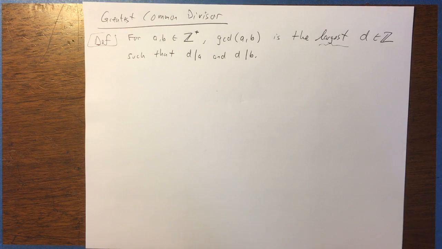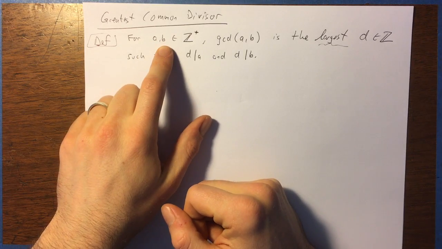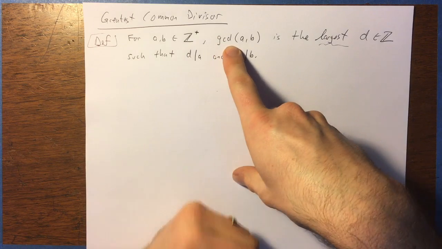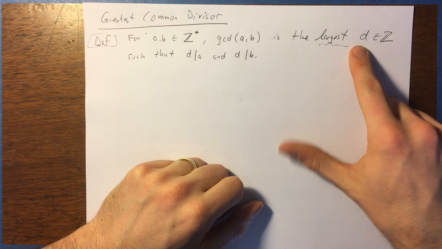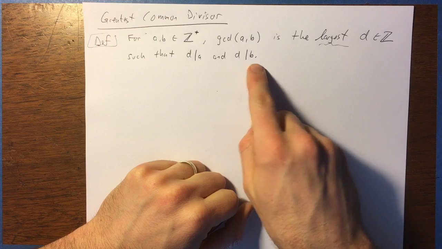All right, now that we've introduced prime numbers, we're going to define a different term, and that is the greatest common divisor. So the greatest common divisor of two positive integers a and b is, first of all, denoted GCD. Whenever I say GCD, that's greatest common divisor, and it is the largest integer d such that d divides a and d divides b.